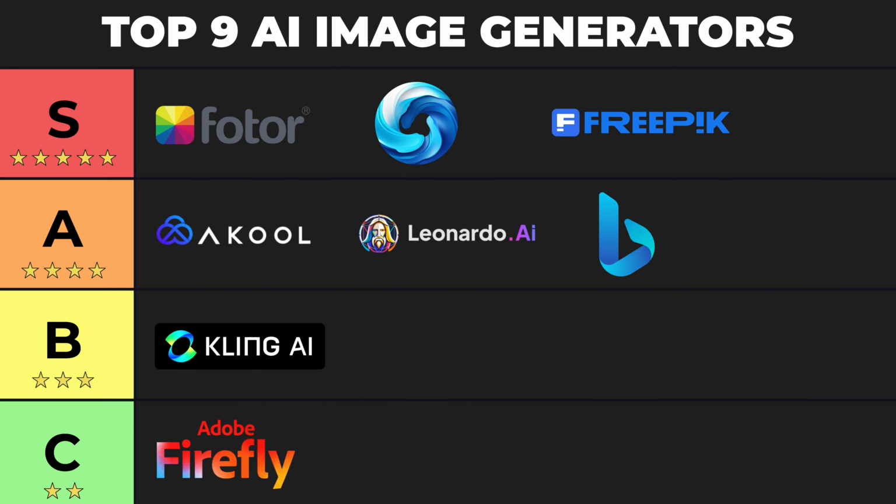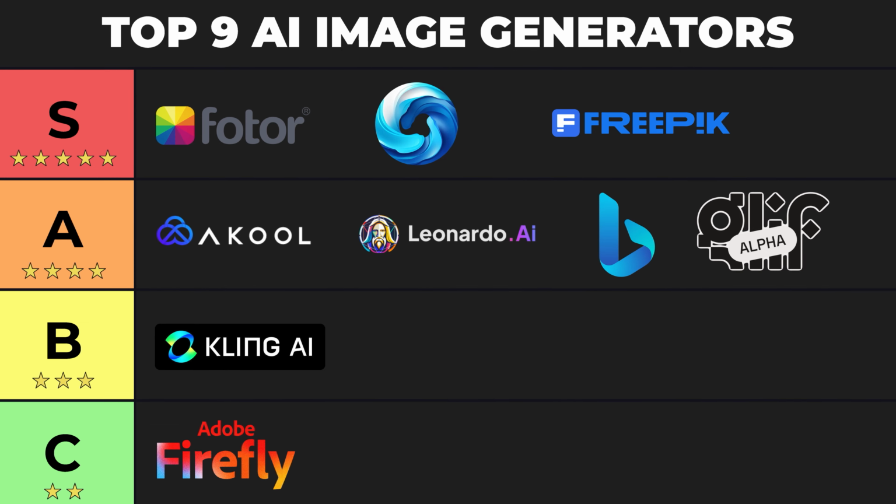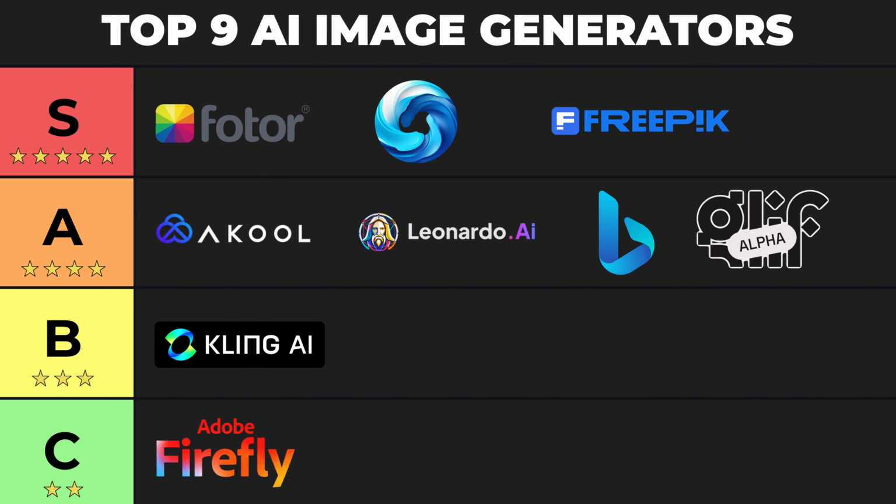So based on the results it has generated till now, I want to keep it in S tier, but the major drawback is the lack of customization options. So I would put Glyph AI in A tier.